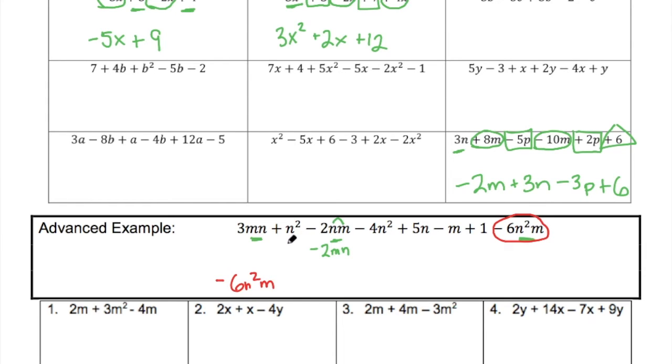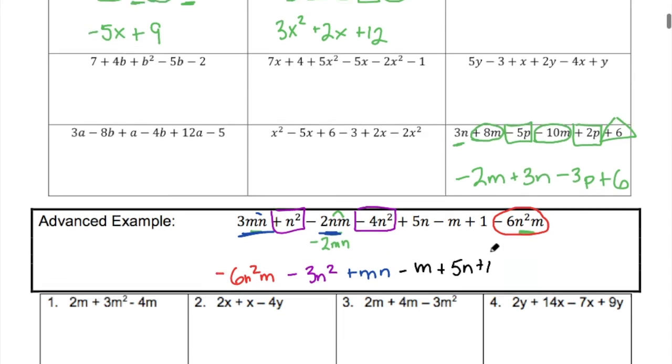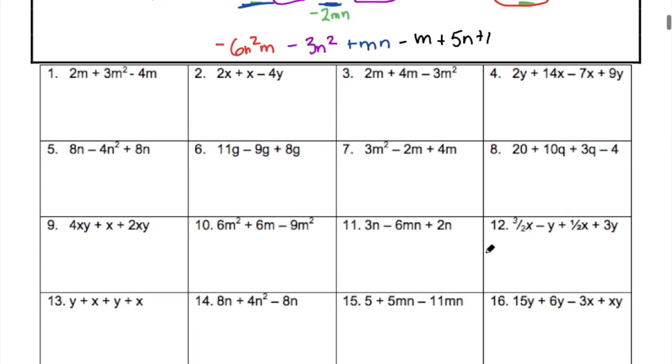Then I do see n squareds here, a positive n squared, and we see a negative 4n squared. So I'm going to put a box around those. 1 and negative 4 is negative 3n squared. Then I see positive 3mn and a negative 2nm, same term, so that's really just 1mn. Those are the only things. The rest of the terms here have nothing in common. I'm going to put those in standard form. Let's put the m first alphabetically, then plus 5n and plus 1. With the remaining examples, we can try those in class.